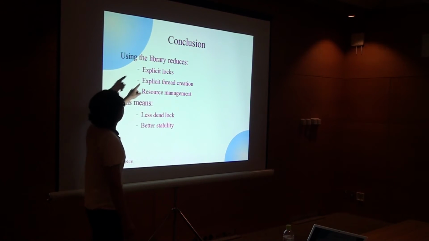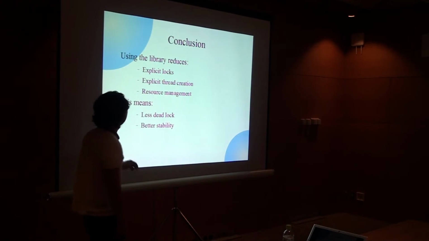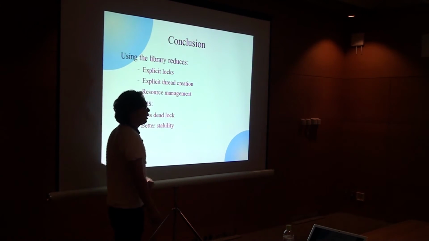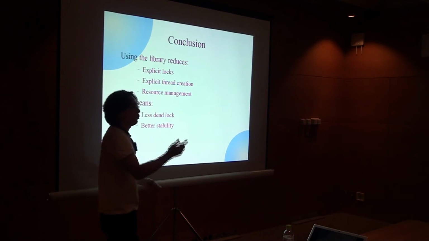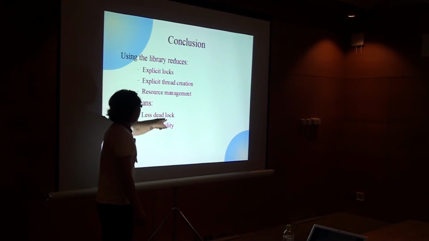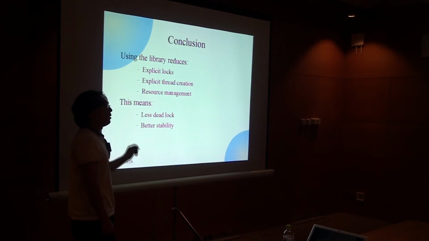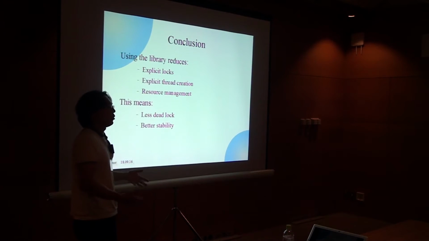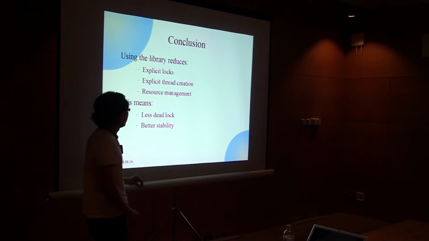Using the library reduces explicit locks. As you saw, mutex lock and mutex unlock were gone. Explicit thread creation, make thread and start, were gone. Resource management: the thread pool creates only 100 threads and reuses all the threads. So do the executors. That means fewer deadlocks. The library itself doesn't guarantee against manual locks or whatever. So if you want to lock somewhere, you can lock and you can cause a deadlock. But unexpected deadlocks will be fewer.